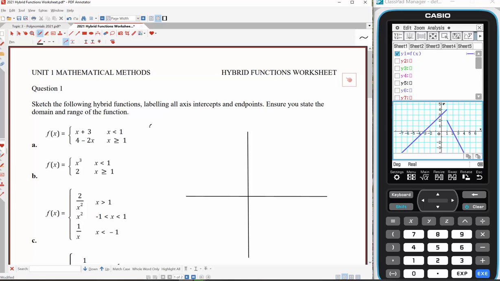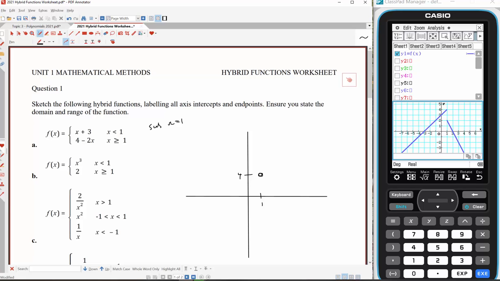So what I'm going to do is sub x equal 1 in to find out what the endpoint for this function is here. So when x is equal to 1, f of x is equal to 4. So that's my point, 1 and 4. And because it's non-inclusive or exclusive of 1, what I'll do is just put an open circle there.